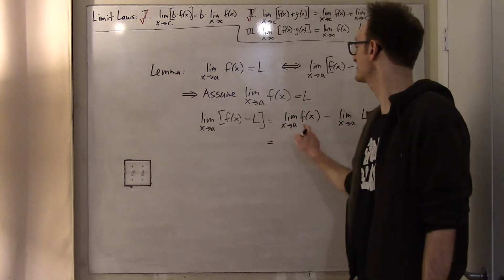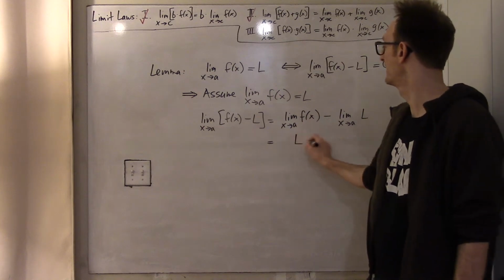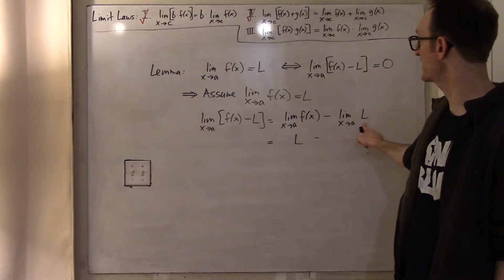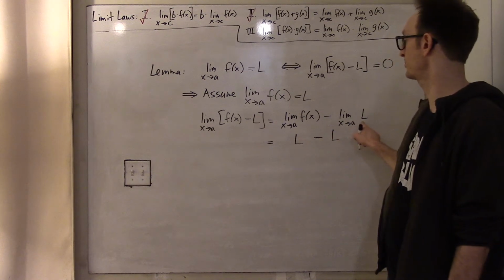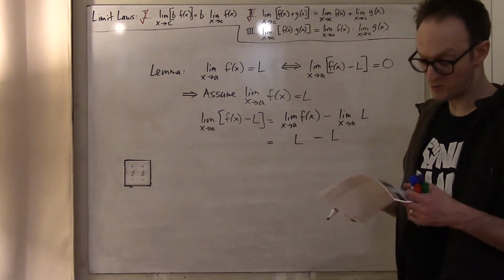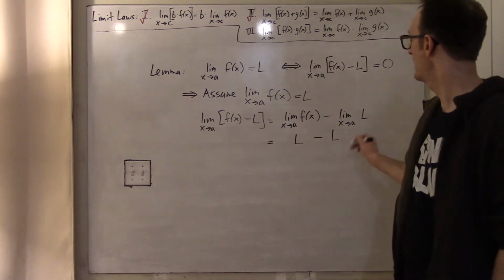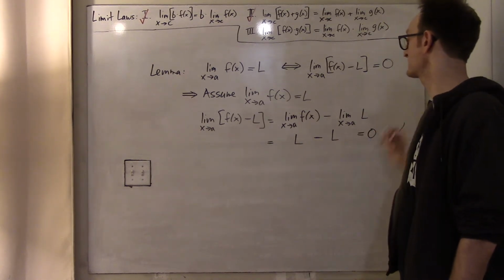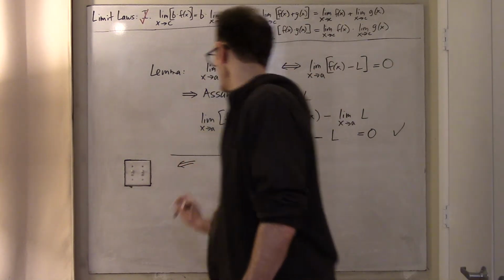And what is the limit as x approaches a of f? Well, by assumption, it's L. And what is the limit as x approaches a of a constant? We already also proved that the limit of a constant, then this is 0. Okay, so we're done. Now we go in the opposite direction.